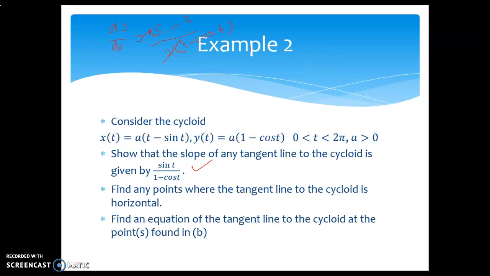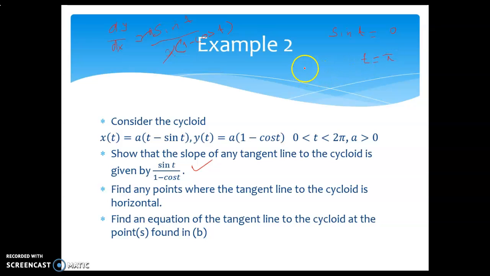To find all the points of the cycloid where it is horizontal, the numerator is going to be equal to 0. We proved it, so it's going to be horizontal. That means sine t is equal to 0. Sine is equal to 0 when t, because it's between 0 and 2 pi, is equal to pi.